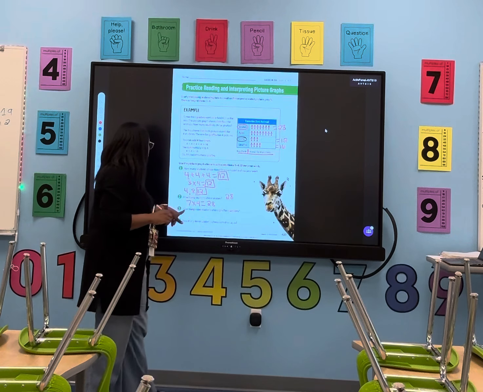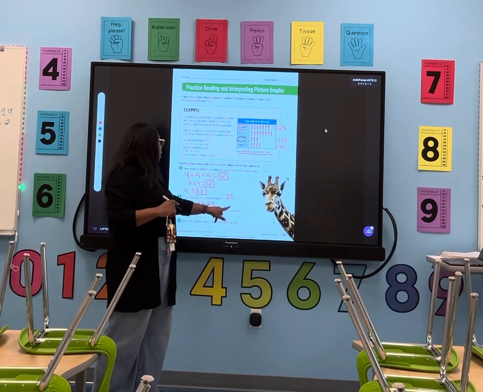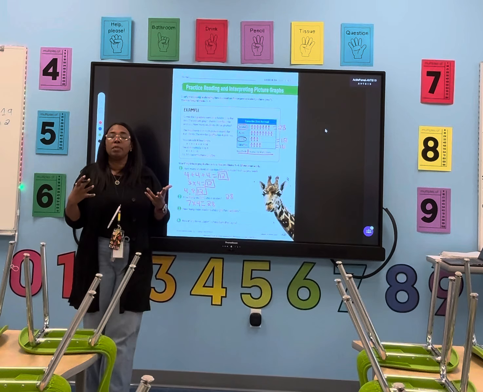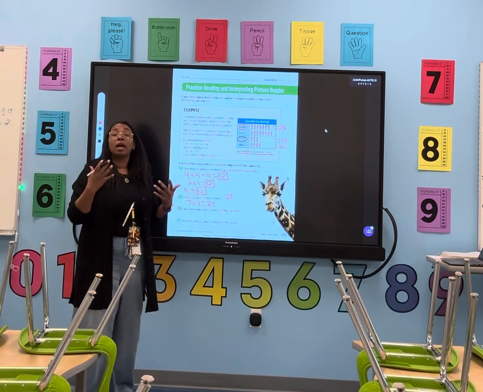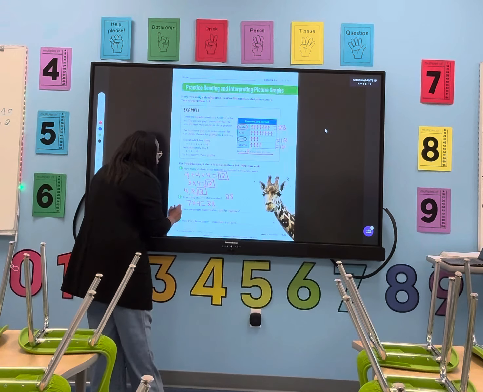So they want to know how many more students chose giraffes, which is 16, than lions, which is 12. When you see how many more than, that means we're going to do some subtraction. So we can subtract the lions from the giraffes to see how many more students chose that than that. So let's go ahead and do it.